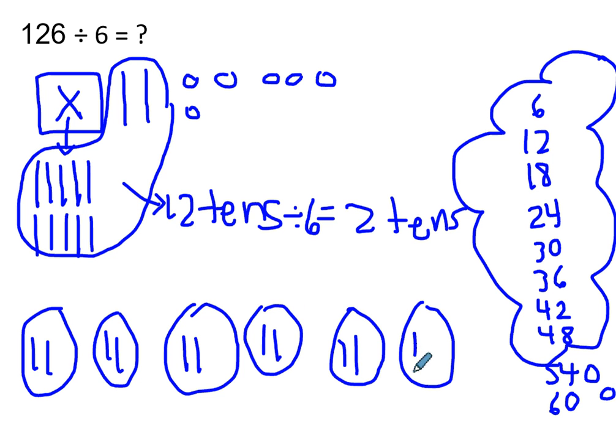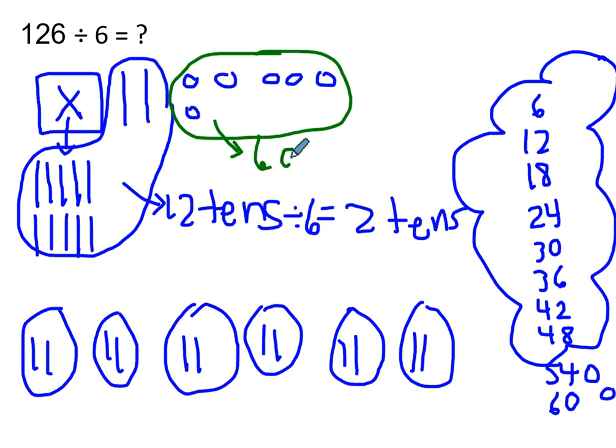Eventually, maybe you won't need to do the picture. You will see it in your head. All right, so I have my 2 tens. What's left in my picture? I'm going to use another color. So you see I'm left with 6 ones here. If I have 6 ones, can I divide that by 6? 6 divided by 6, then of course I get 1. So I can put my 1 in each group.